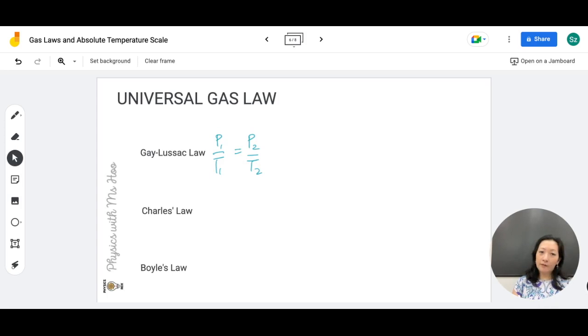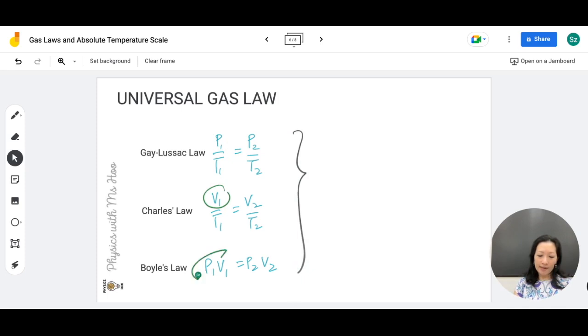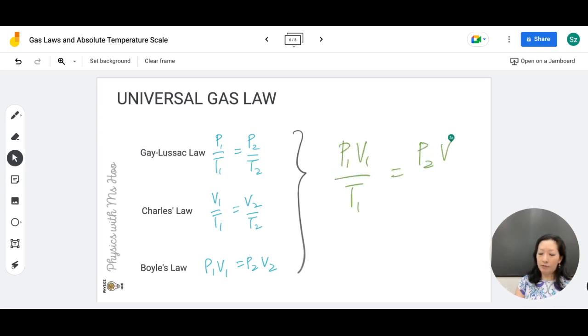Charles' law is volume and temperature. So V1 over T1 equals V2 over T2. Boyle's law is pressure and volume. So that's P1 V1 equals P2 V2. Combining them all together, you've got pressure on top, volume on top, and temperature at the bottom. In the end, they can be combined into a single formula, which is P1 V1 over T1 equals P2 V2 over T2. And this is the universal gas law.